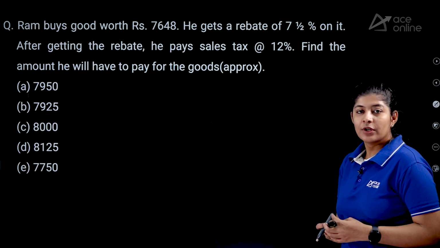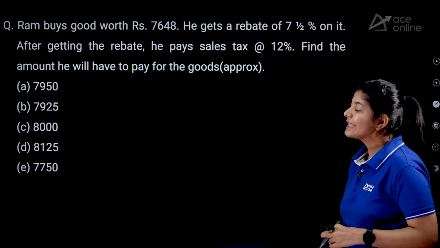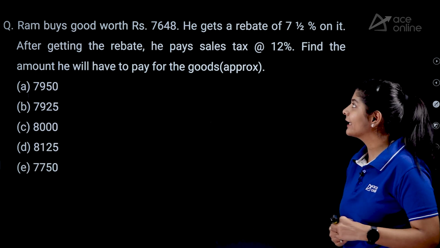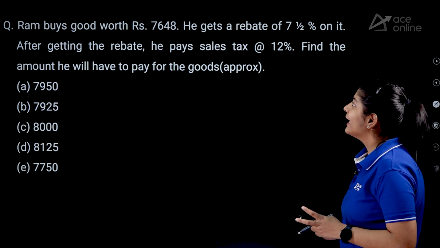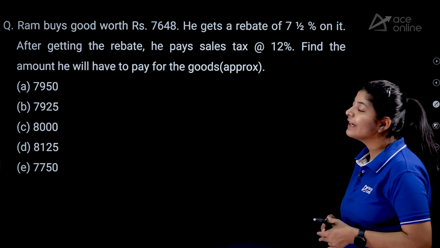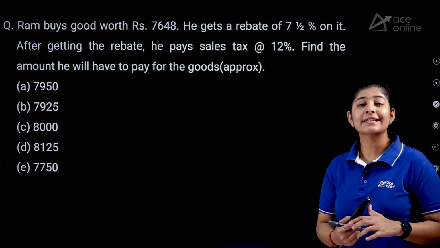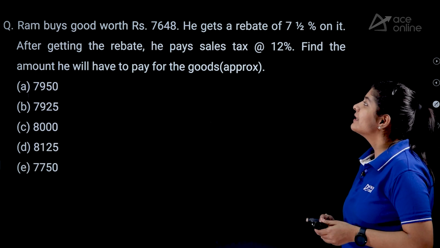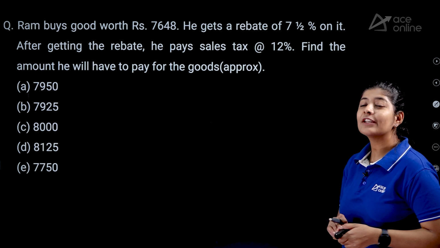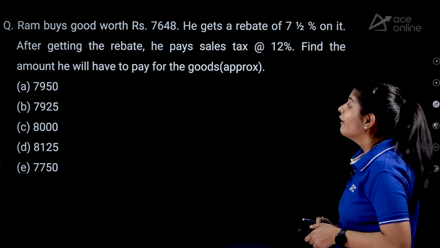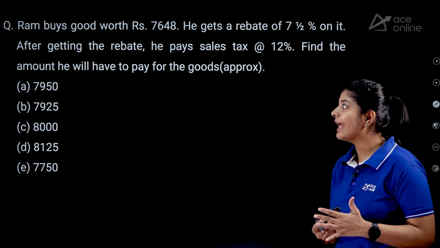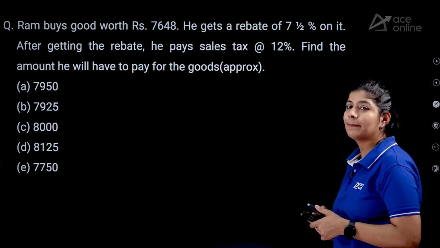Ram buys goods worth rupees 7,648. He gets a rebate of 7.5% on it. After getting the rebate, he pays sales tax at the rate of 12%. Find the amount he will have to pay for the goods approximately.